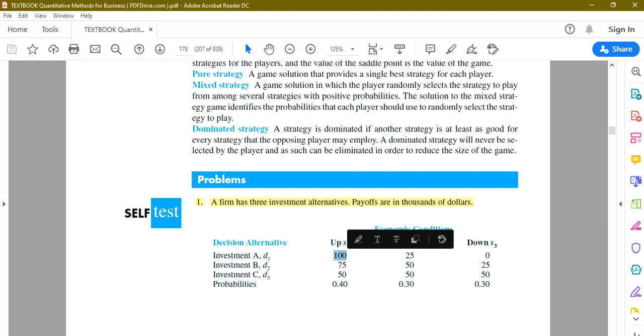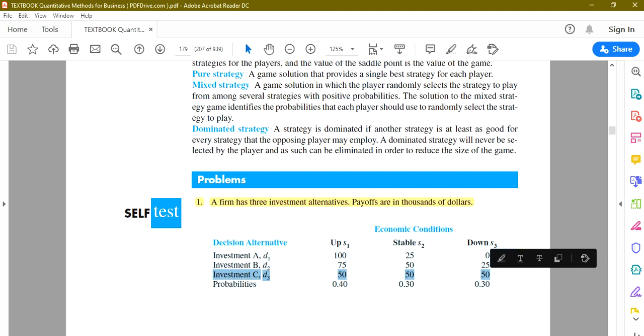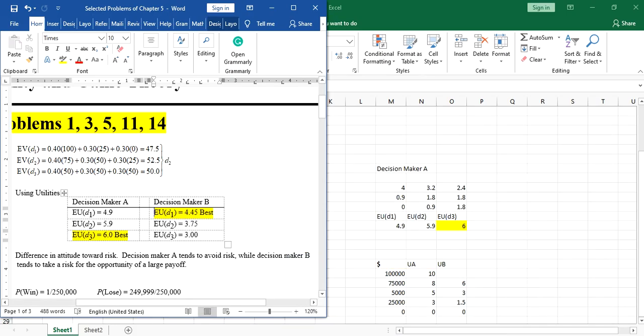Like 40% the return on this investment is expected. But decision maker 1, like the risky guy, wants this investment. The risk avoider guy wants this investment. The neutral guy wants this investment. So why different? Because of the riskiness of these guys. Okay?